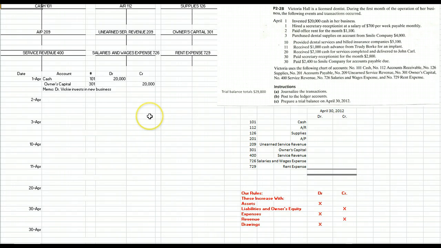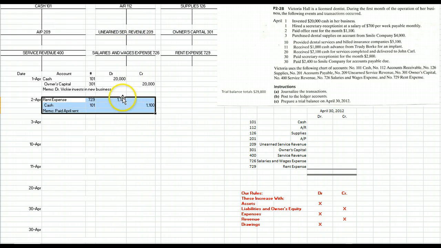April 2nd, we paid office rent of $1,100. Expenses are debits. Rent expense is an expense. So we're going to debit rent expense for $1,100. We're paying it with cash. If cash increases with debits, it must decrease with a credit.